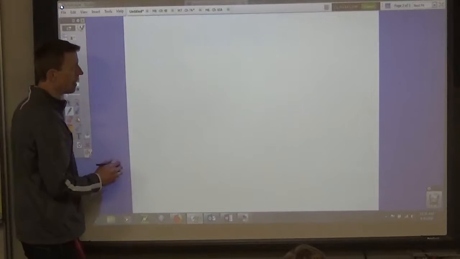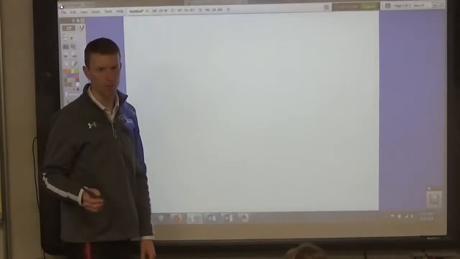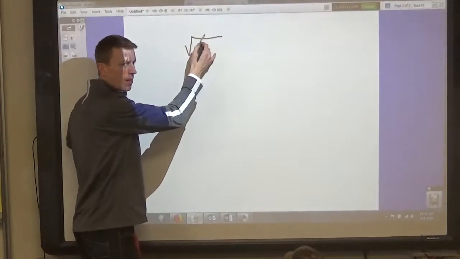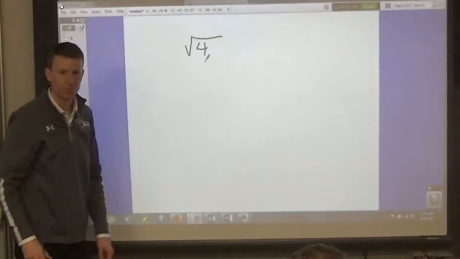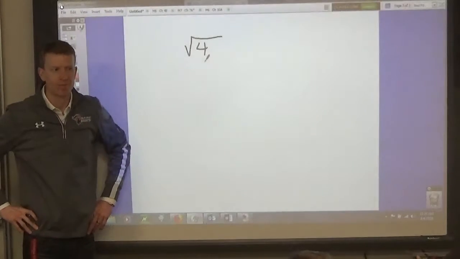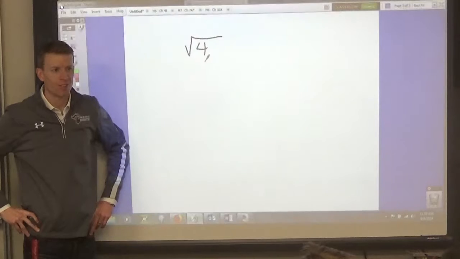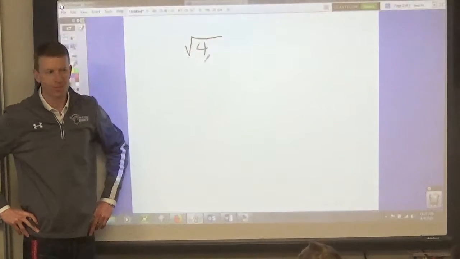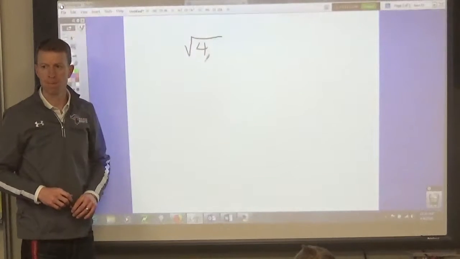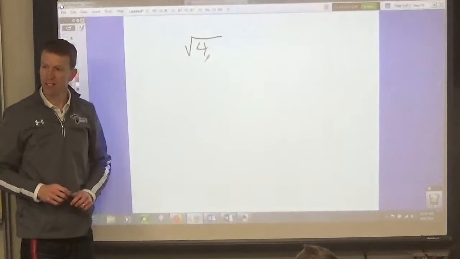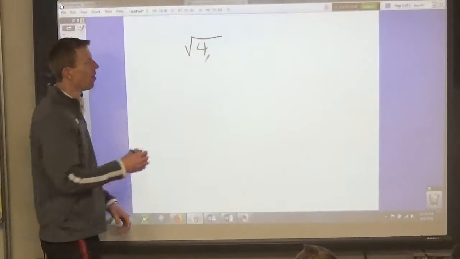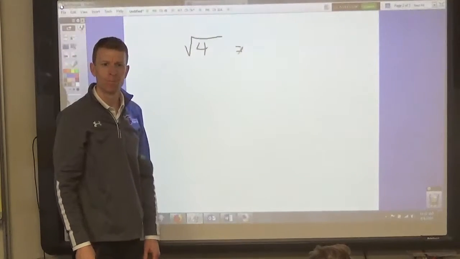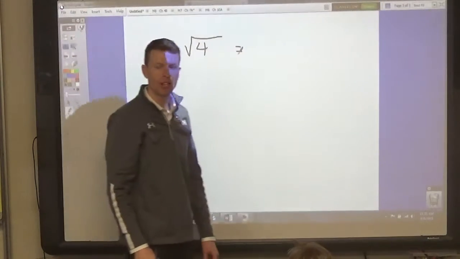But here's an example of an irrational number. Okay? Have you ever heard of the square root of a number? The square root of a number. Tyler? It's like dividing it by the power of 2. In other words, what times itself would equal 4? A number times itself that equals 4.